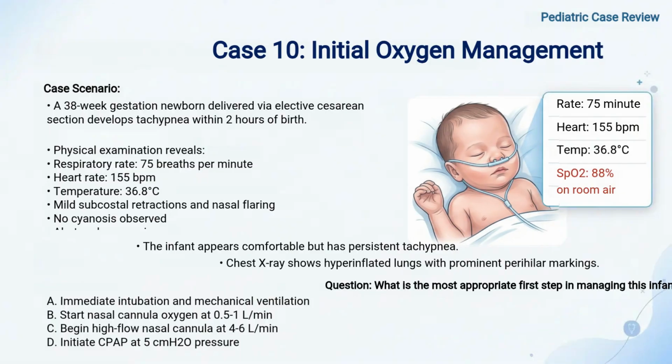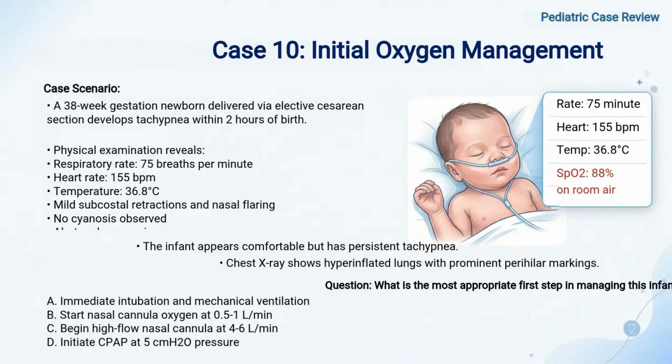Case 10. A 38-week gestation newborn delivered via elective cesarean section develops tachypnea within 2 hours of birth. Physical examination reveals respiratory rate 75 breaths per minute, heart rate 155 beats per minute, temperature 36.8 degrees Celsius, mild subcostal retractions and nasal flaring, no cyanosis, alert and responsive, and oxygen saturation 88% on room air. The infant appears comfortable but has persistent tachypnea. Chest X-ray shows hyperinflated lungs with prominent parahilar markings.